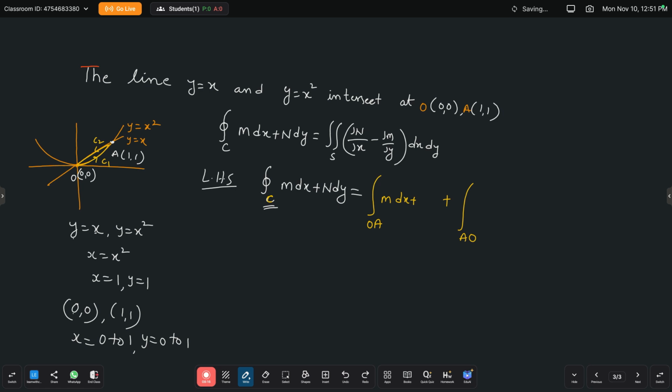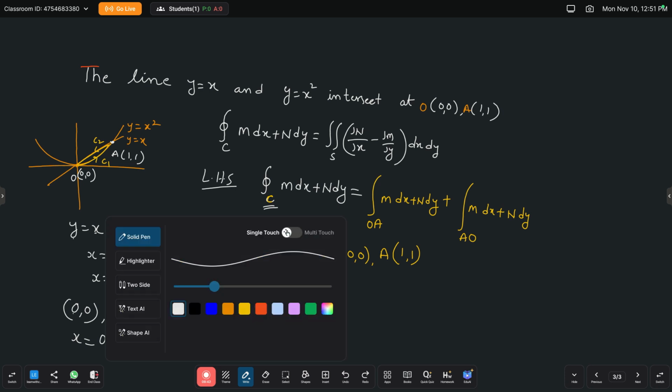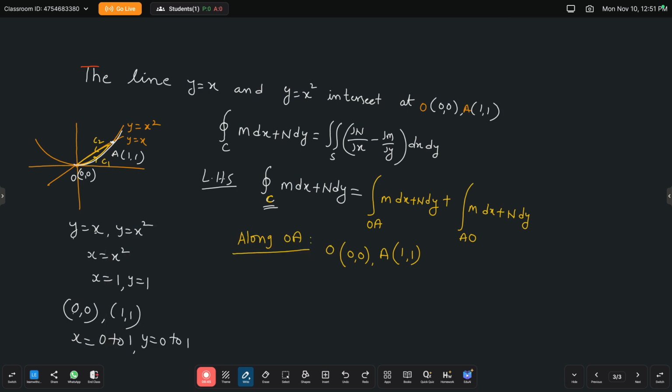So M dx plus N dy here, and here also M dx plus N dy. First I am calculating along the y direction. Already O is the vertex (0, 0) and A is the vertex (1, 1). So from the graph, all of you observed here along the y direction the curve is y equals x square. The curve is y equals x square.